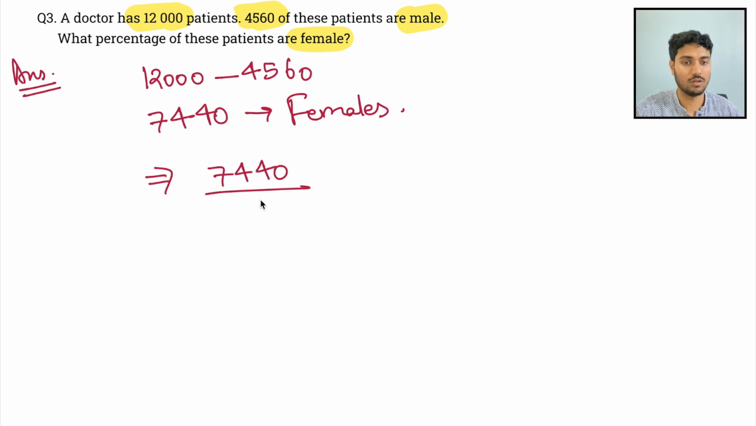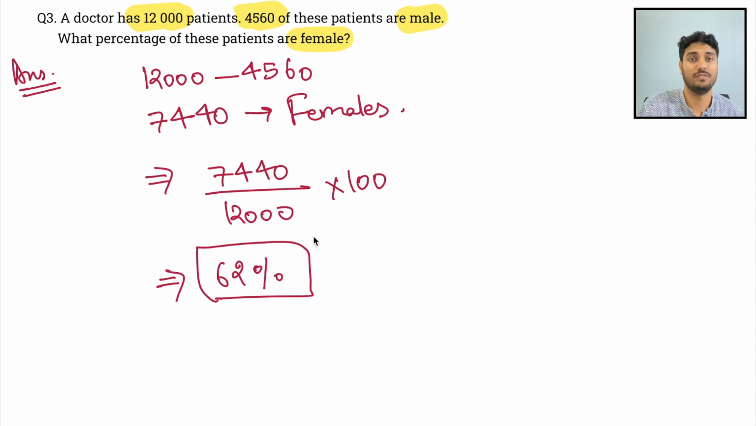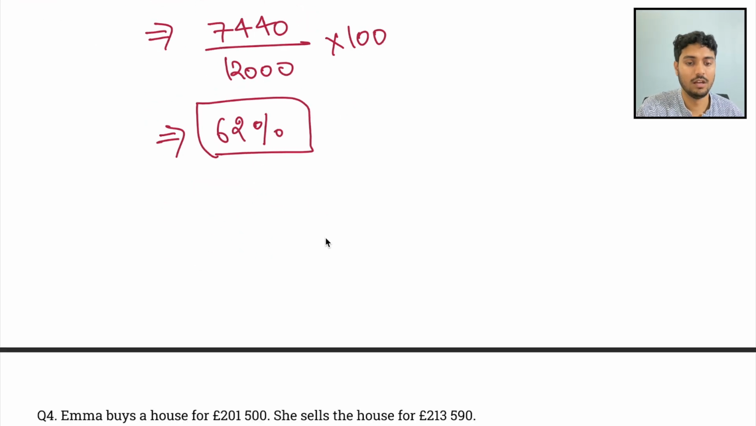And we have to find the percentage of females, so that is going to be 7440 out of 12,000 multiplied by 100, and that's how we'll get the percentage of females. So this divided by 12,000 multiplied by 100, and the answer is 62 percentage. 62 percentage of the patients are female. Let's move on to the next question.